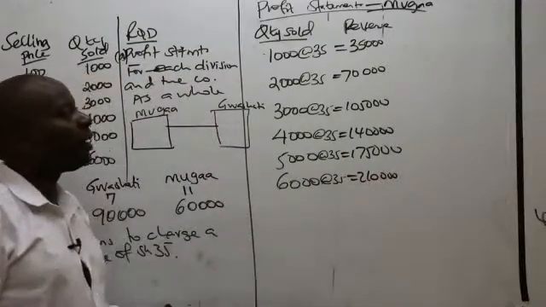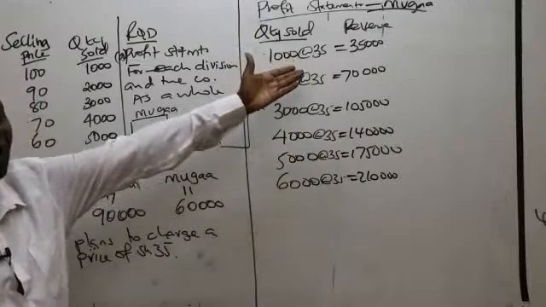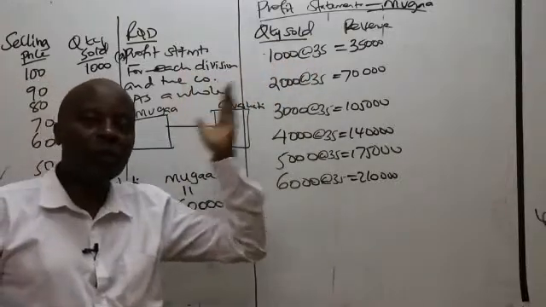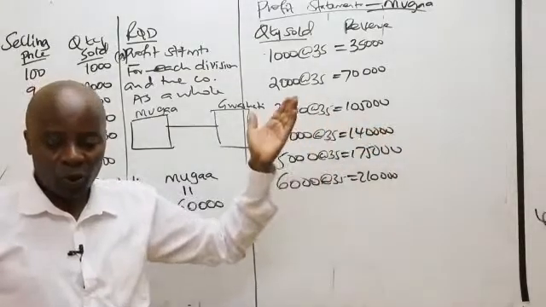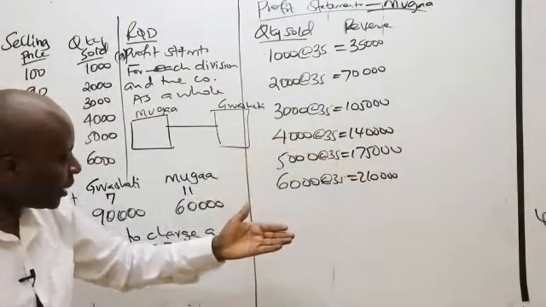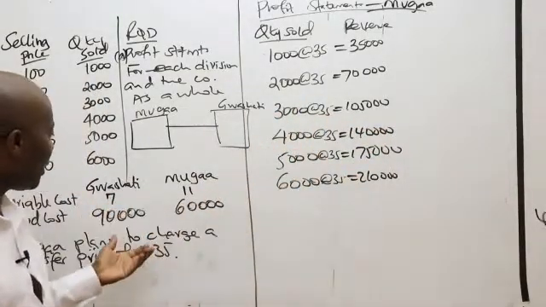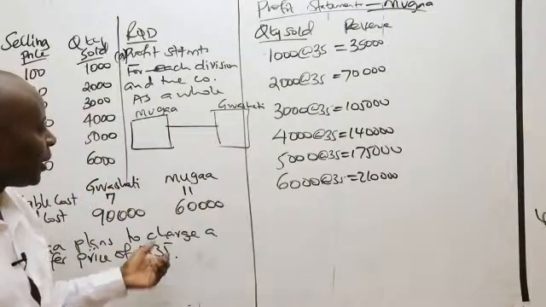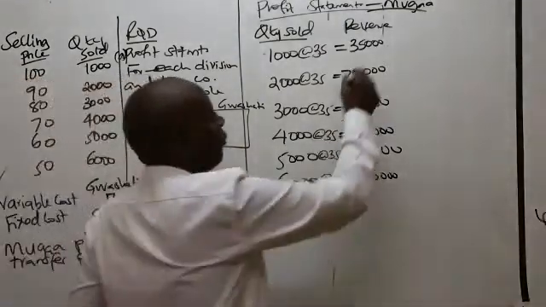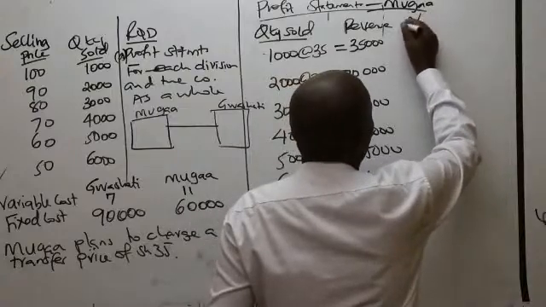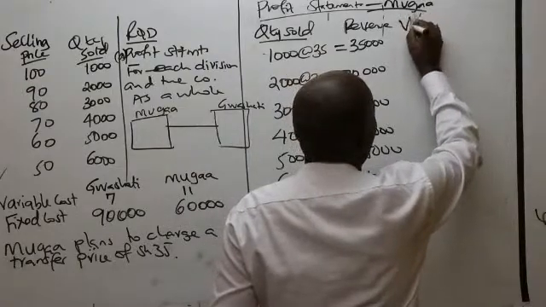Now, ladies and gentlemen, having gotten such beautiful revenues, the next thing will be for us to charge expenses. I can see there are two types of expenses here. We have variable costs. Let us first of all capture the variable cost.